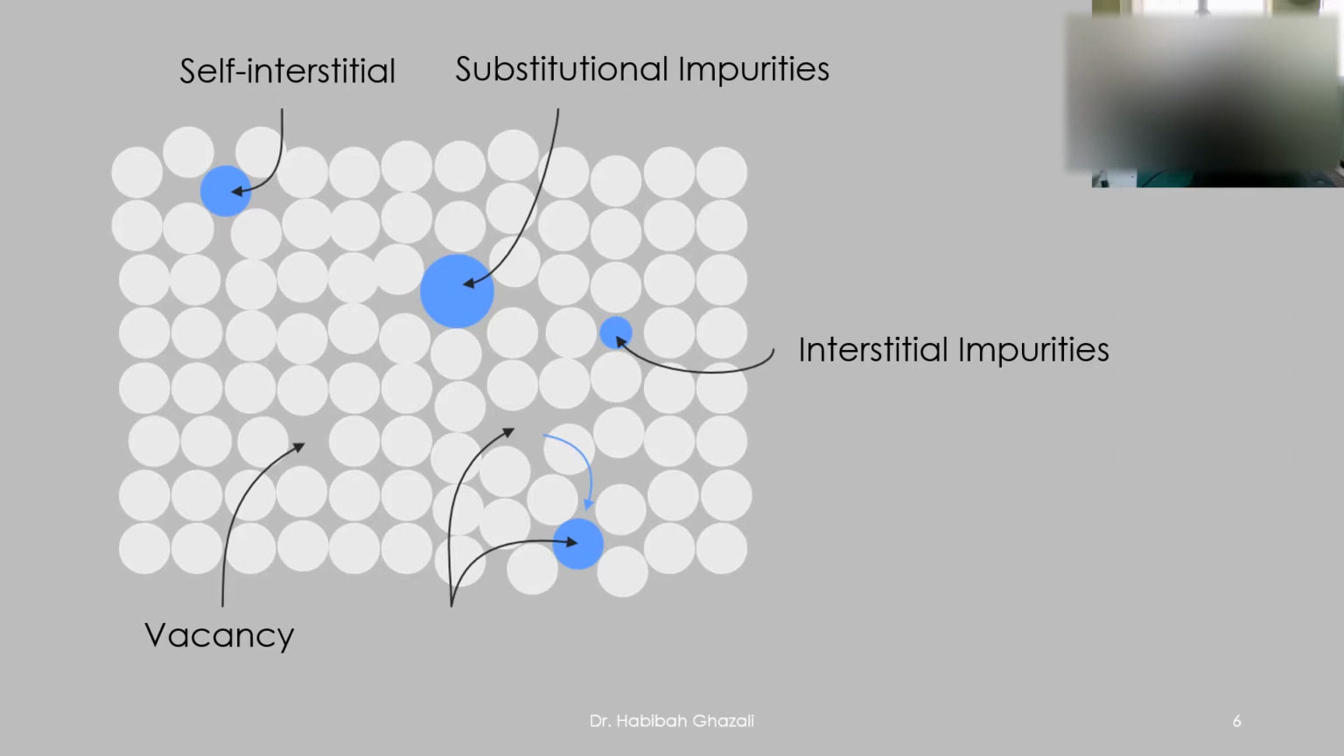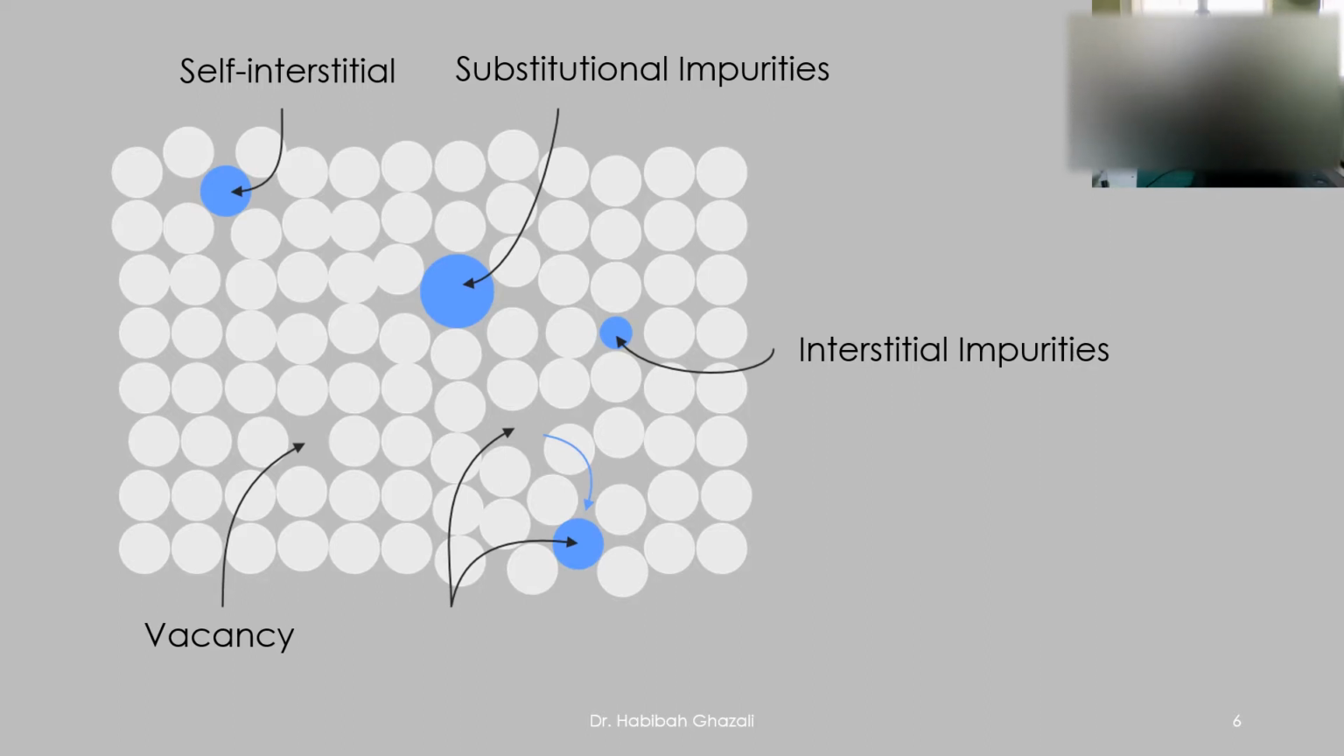So when the impurity atom is small enough, it can sit at that point there. So this is the point defect that can exist in metal materials. Point defects can influence the mechanical properties of the materials. Why do I say that?